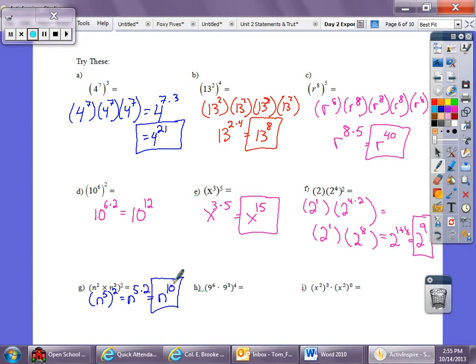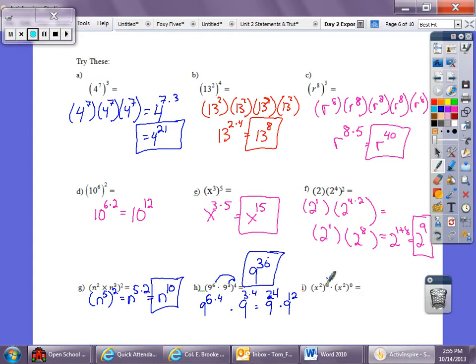Now another way we could do this is we can actually distribute the 4 to both of these. So I can say that this is going to be 9 to the 6 times 4 times 9 to the 3 times 4. Well, 6 times 4 is 24 times 3 times 4 is 12, and then we add 24 plus 12, so this is going to be 9 to the 36th. You could also put them together and get 9 to the 6 plus 3, which is 9th, and then multiply it by 4 and get 9 to the 36th also.